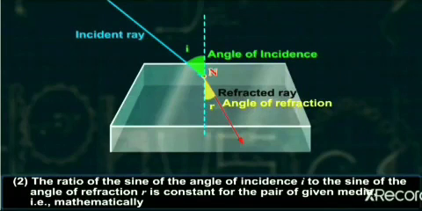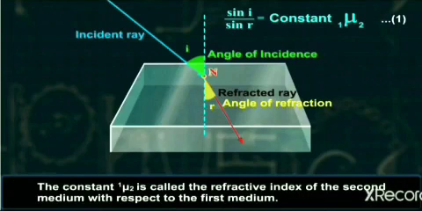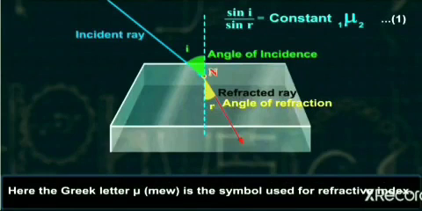That is, mathematically, sine I upon sine R is equal to constant mu 2 1. Let this be equation 1. The constant mu 2 1 is called the refractive index of the second medium with respect to the first medium. Here, the Greek letter mu is the symbol used for refractive index.